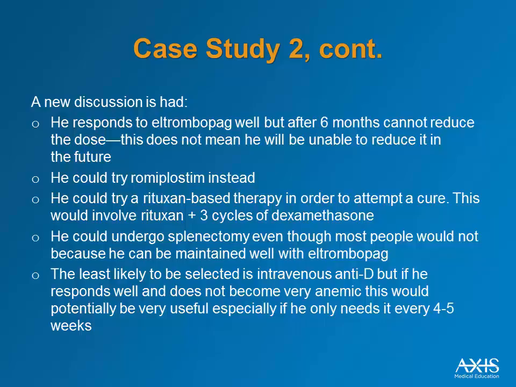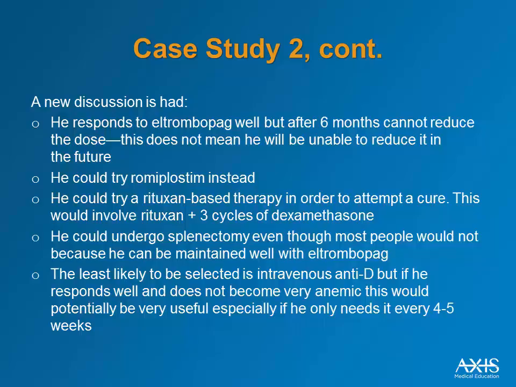We discussed splenectomy, and WinRho is perfectly acceptable, but he would have to respond well to it, not become particularly anemic, and hopefully only need to get it every 4 to 5 weeks. All of these options could be considered. I think if the family wanted him to be cured, we would encourage them to try the rituximab with dexamethasone.